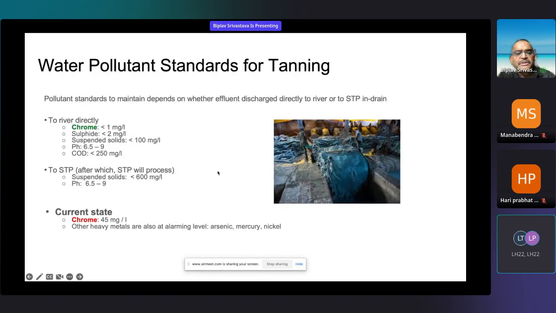So the problem here is that, depending on the unit and where it is discharging water, chromes, sulfides, suspended solids, and COD are some of the important parameters to be watching out for. And then, depending on whether someone is discharging directly to the river or to a sewage treatment plant, they need to be further monitored. So chrome is the most important heavy metal which actually needs to be monitored, and it was 45 milligram per liter, where it should have been less than 1 milligram per liter. So it's hundreds and thousands of times more than the permissible limit.